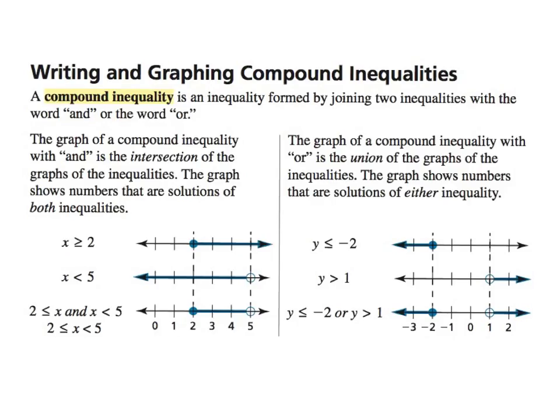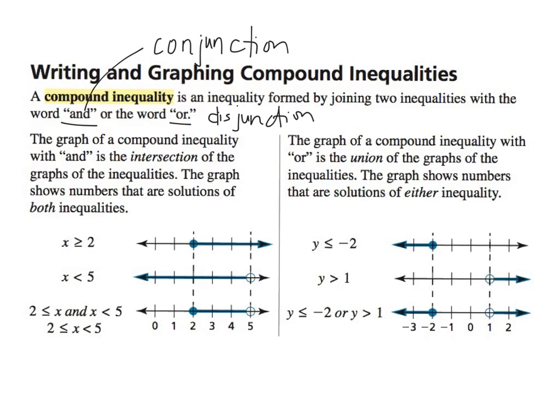All right, so here's our key concept. So let's look over this. Writing and graphing compound inequalities. Now here's your vocab word. A compound inequality is an inequality formed by joining two inequalities with the word "and" or "or." Now something that this does not say, when I like writing this down, "and" is called a conjunction. Or a compound inequality with "or" is called a disjunction.